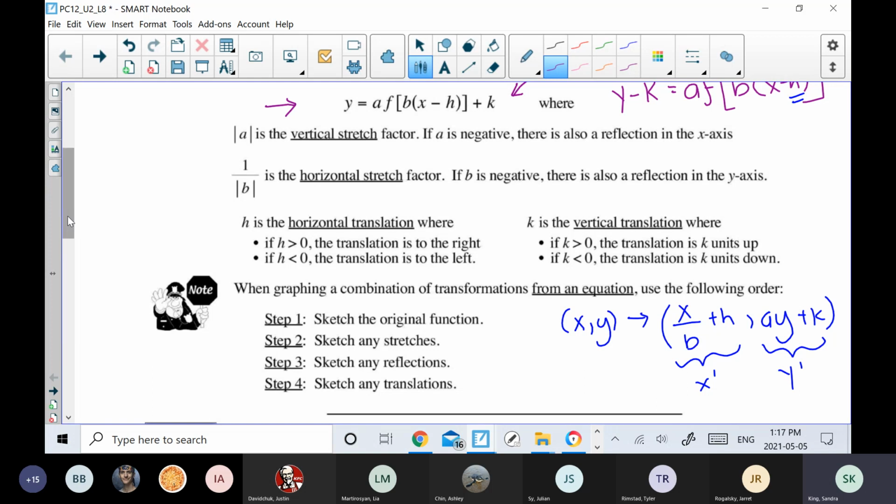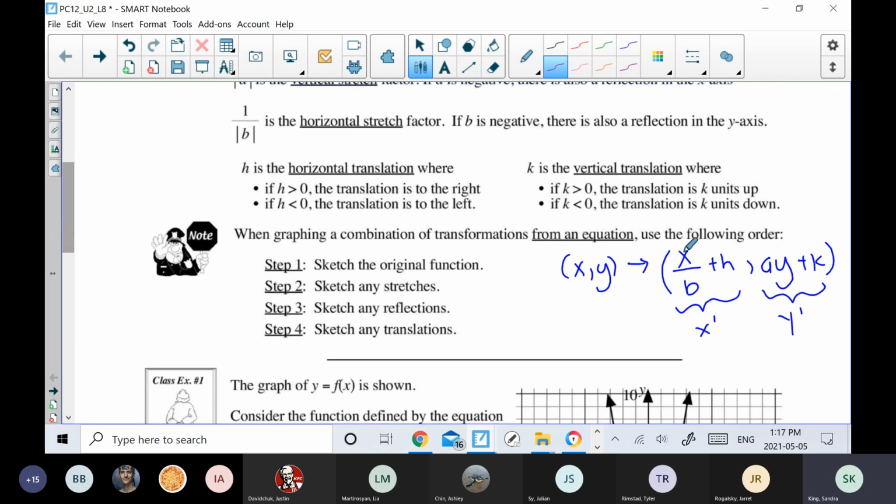As well, something to note, you know that x is related to domain. So the 2 parameters that affect domain are b and h, right? Because the x affects your domain. That means that the a and the k would affect range, and then the b and the h are domain.